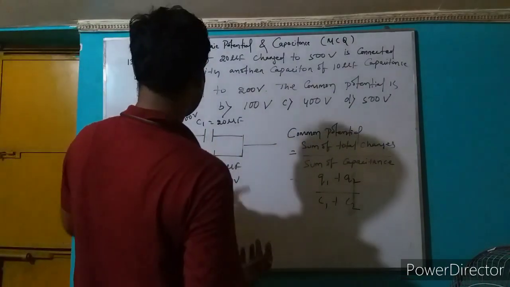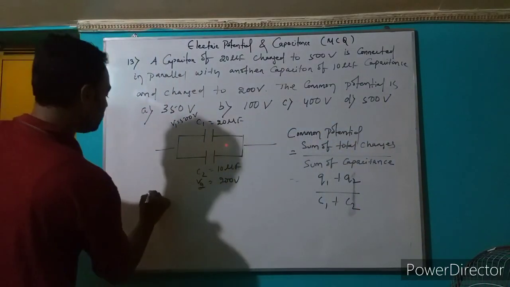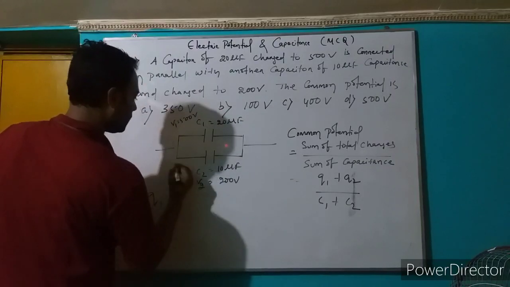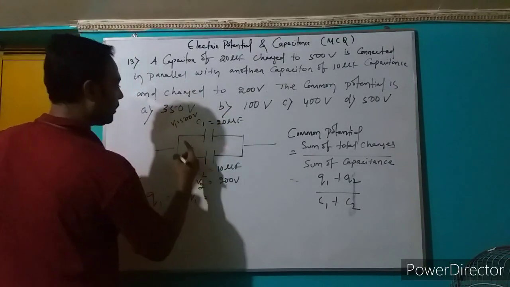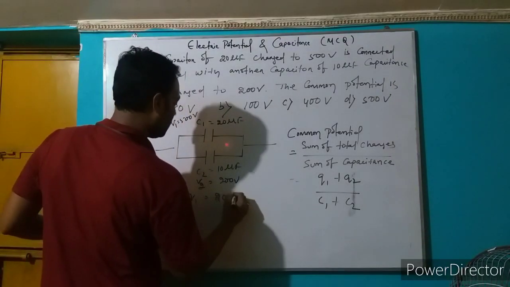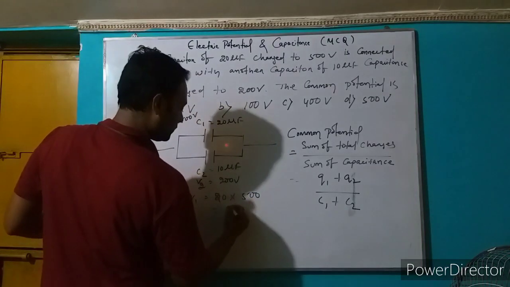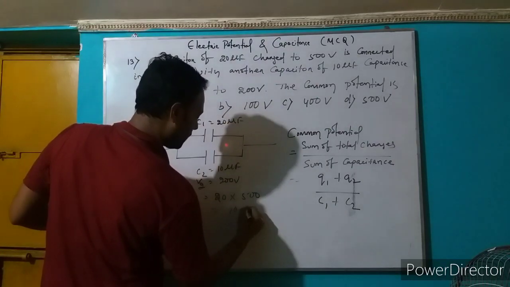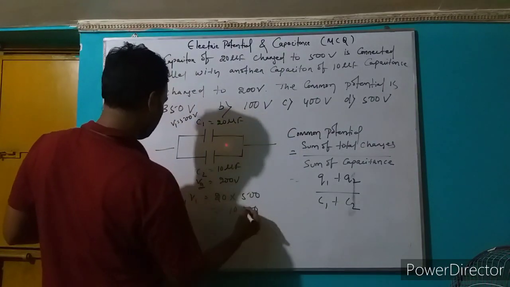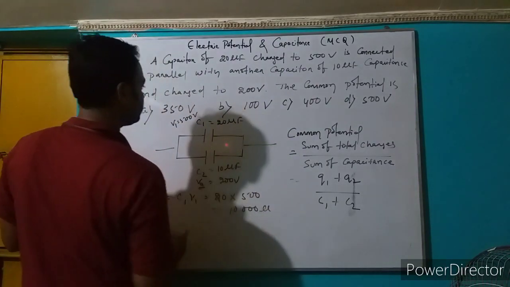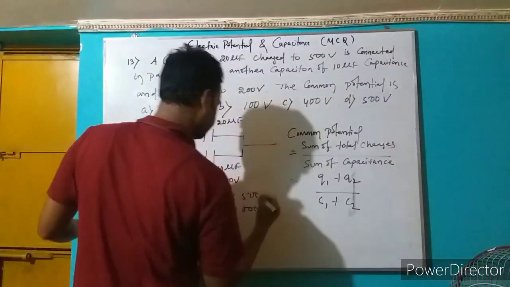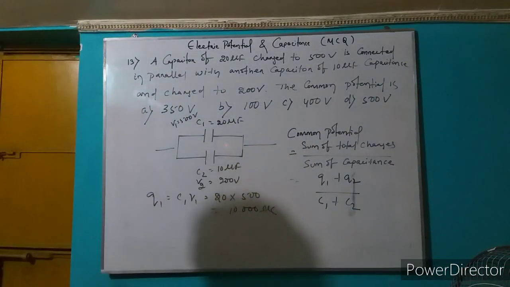Now we will find out the value of Q1. Q1 equals C1 into V1. C1 means 20 into 500. That means 10,000 microcoulomb.